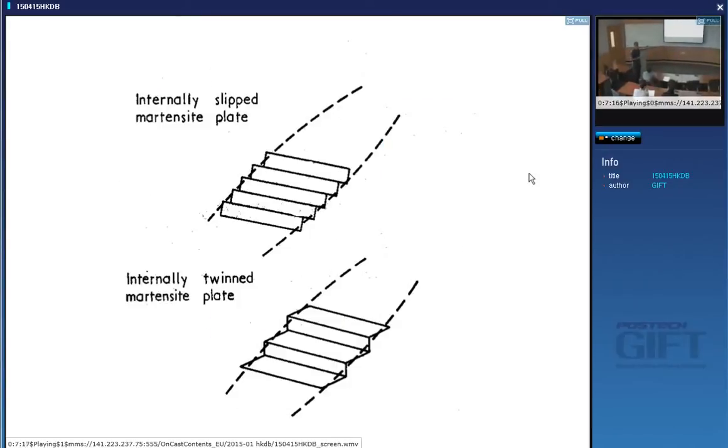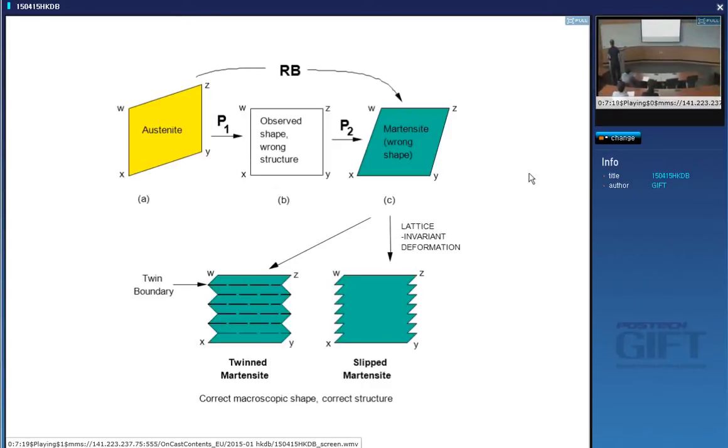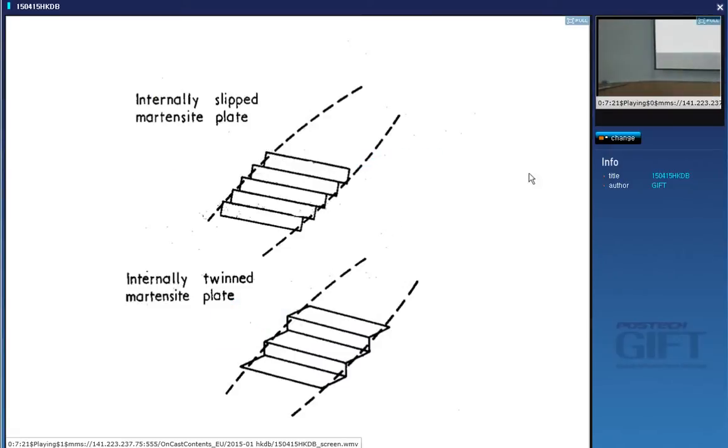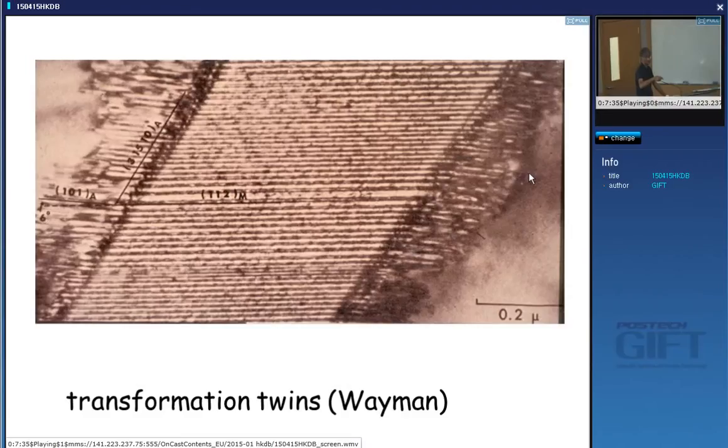So these diagrams here are a part of a plate. Here we have slip steps and here we have twins. When we have twins, we see twin interfaces inside the plate. Here we don't see anything inside the plate, but we see slip steps. Okay? And this is the first transmission electron micrograph showing periodic twinning inside the plate of martensite.